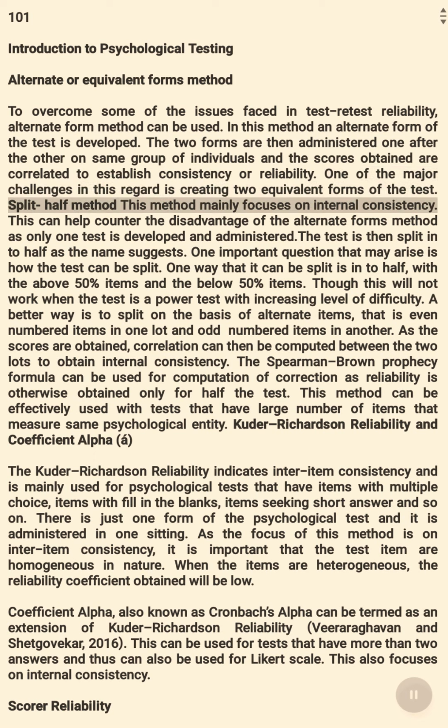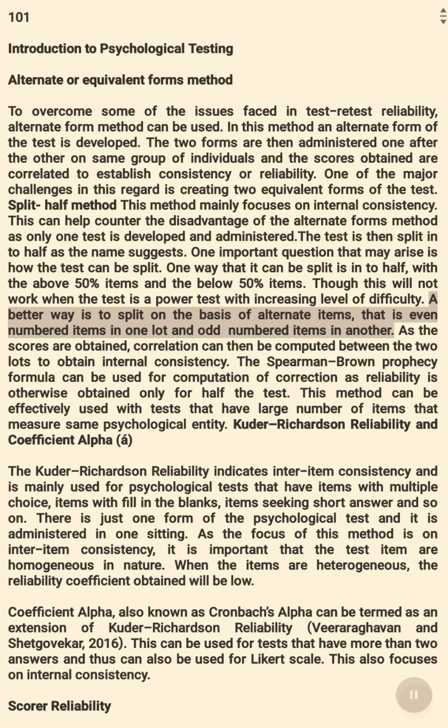Split half method. This method mainly focuses on internal consistency. This can help counter the disadvantage of the alternate forms method, as only one test is developed and administered. The test is then split into half, as the name suggests. One important question that may arise is how the test can be split. One way is to split it into half, with the first 50% items and the last 50% items. Though this will not work when the test is a power test with increasing level of difficulty.